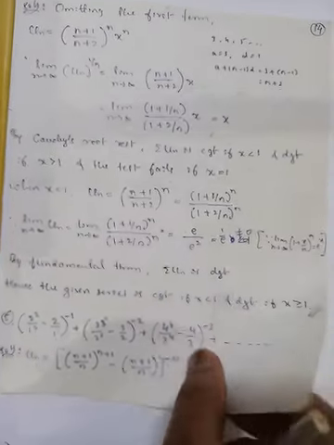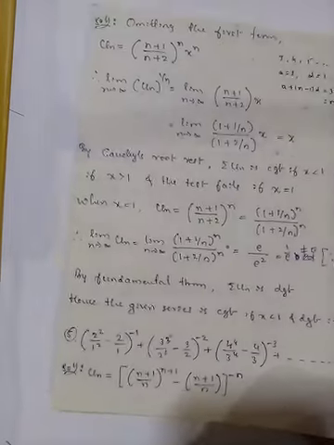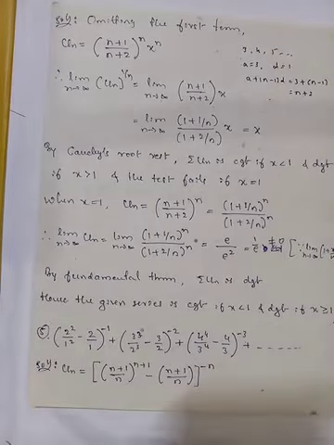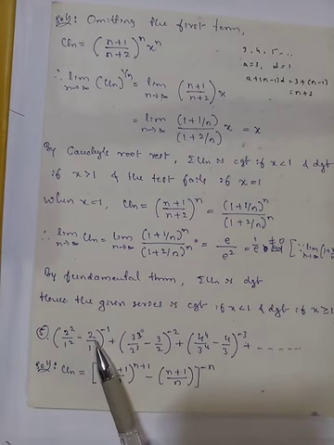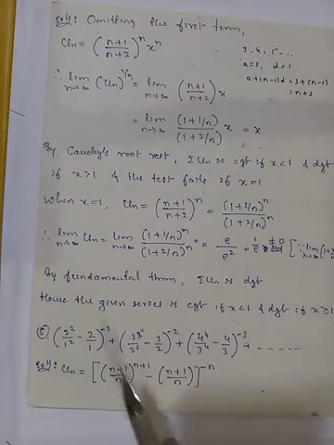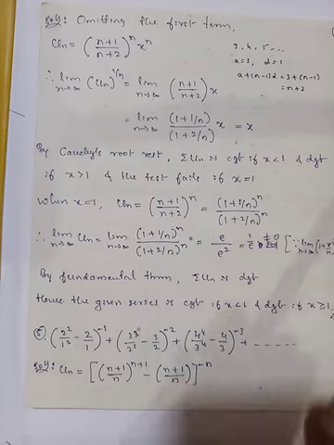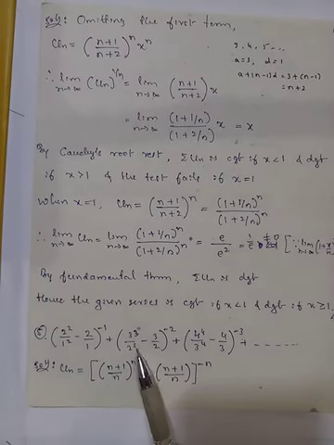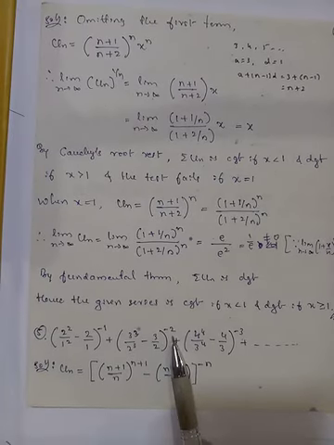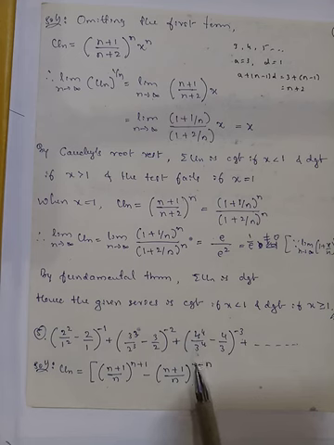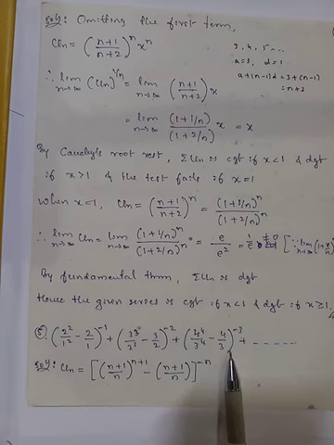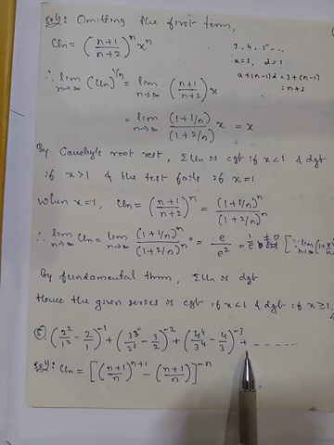Now we consider one more example: 2 square by 1 square minus 2 by n to the power minus 1, plus 3 cube divided by 2 cube minus 3 by 2 raised to minus 2, plus 4 raised to 4 divided by 3 raised to 4 minus 4 by 3 to the power minus 3, plus so on.